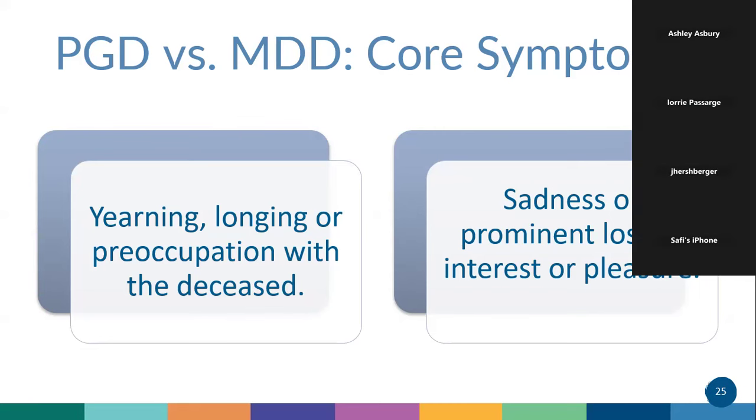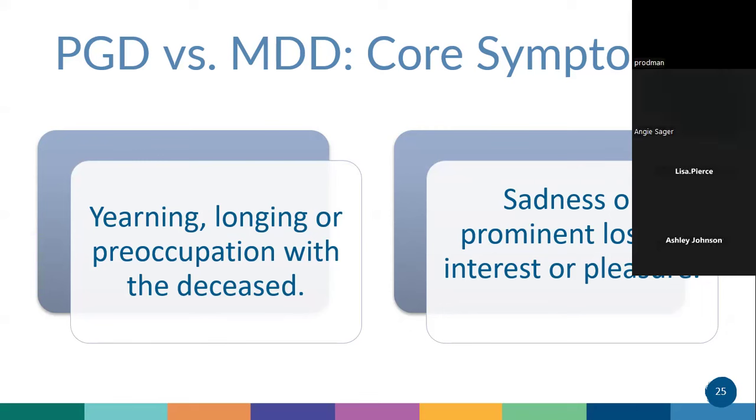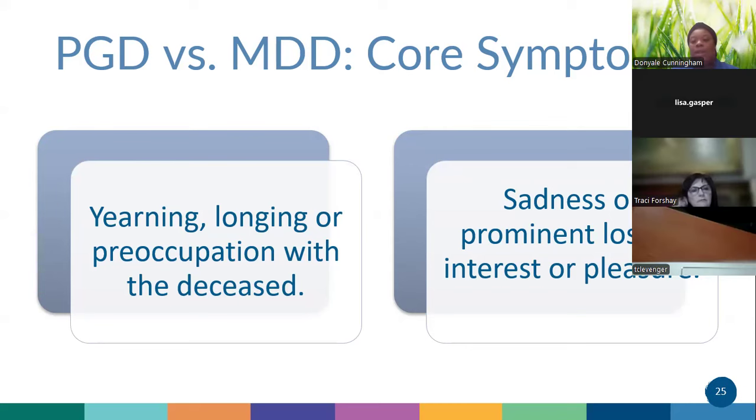All righty. So when you look at prolonged grief disorder, when it relates to core symptoms, it is yearning, longing, or preoccupation with the deceased, whereas major depressive disorder is the sadness or permanent loss of interest or pleasure. So again, this lies within the core symptoms, while prolonged grief disorder is primarily characterized by an intense, persistent longing and yearning. Major depressive disorder is defined by a more generalized loss of interest in activities and feelings of worthlessness, and not necessarily tied to a specific loss. So this can be more than one loss that this person may be feeling.